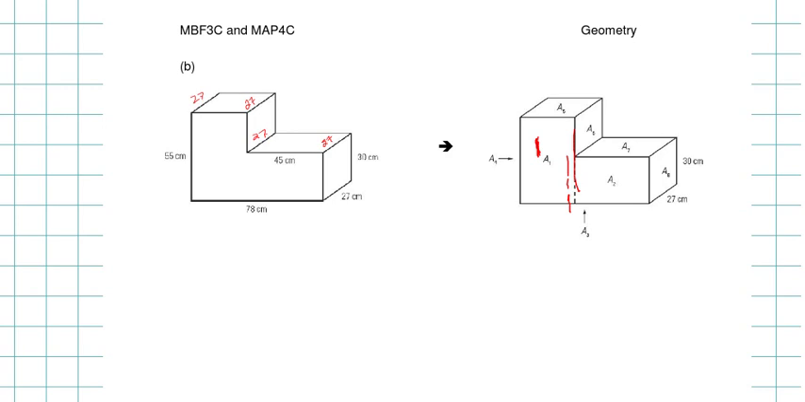Now, the bottom one is 78. If this is 45, what leaves me for this side? What do I do to find this length? Minus 45 and 78, that's right. So if you do 78 minus 45, what do you get? 33, right? So this side here is 33, that means this is 33, that means this is 33.